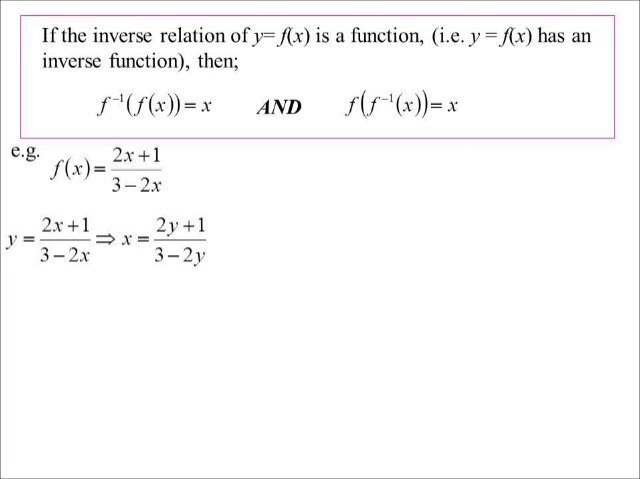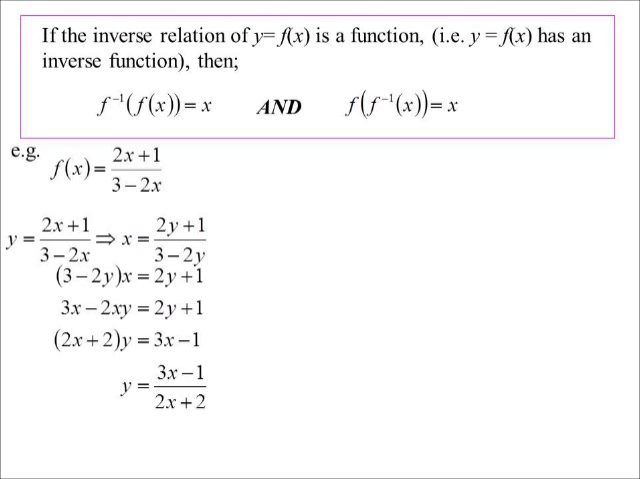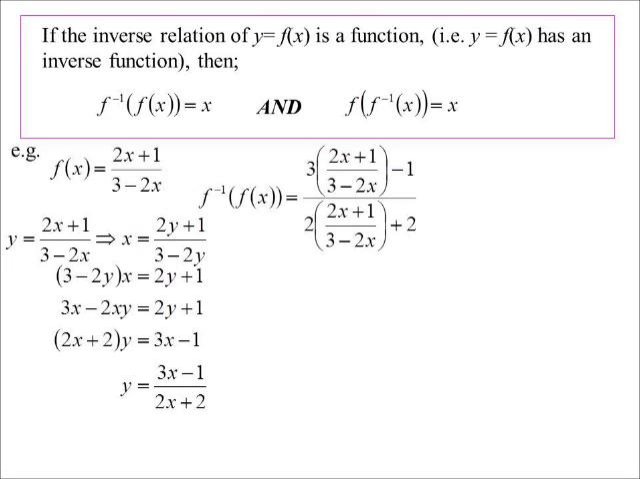That becomes, well, swap the x and the y's around, a little bit of algebra, and then we end up with y equals (3x minus 1) on (2x plus 2) as the inverse function. So if I substitute the original function, (2x plus 1) on (3 minus 2x), into the inverse, so everywhere I see x, replacing it with (2x plus 1) on (3 minus 2x), this should equal x. Fractions on fractions, multiply everything by 3 minus 2x, tidy up, yep, we end up with x.